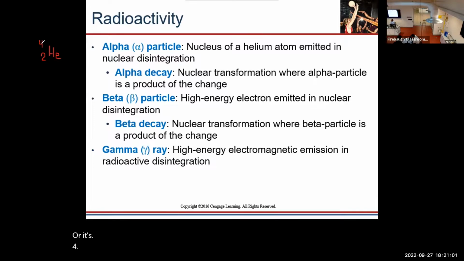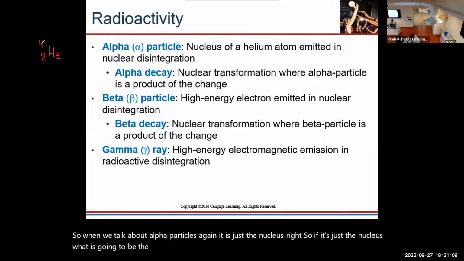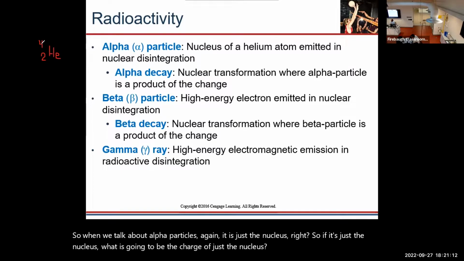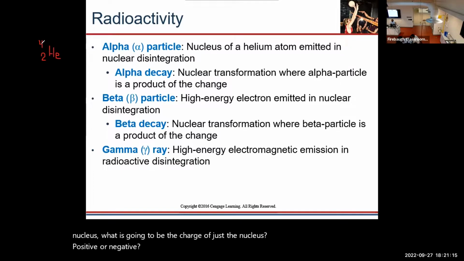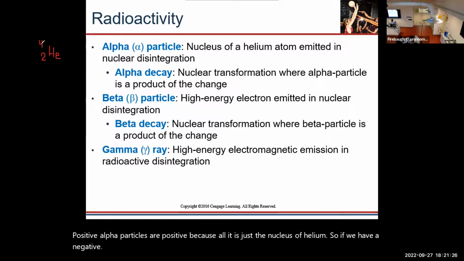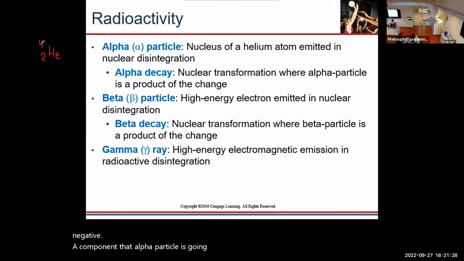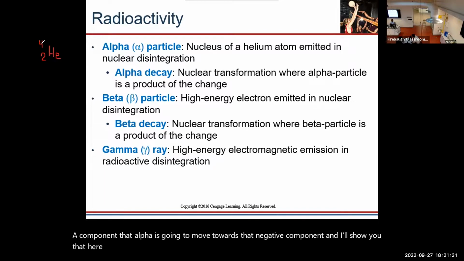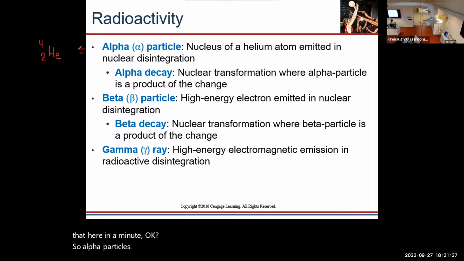Okay. So when we talk about alpha particles, again, it is just the nucleus, right? So if it's just the nucleus, what's the charge of just the nucleus? Positive or negative? Positive. Alpha particles are positive because all it is is just the nucleus. So if we have a negative component, an alpha particle is going to lose the negative. So alpha particles are written like this. That's the symbol for alpha.